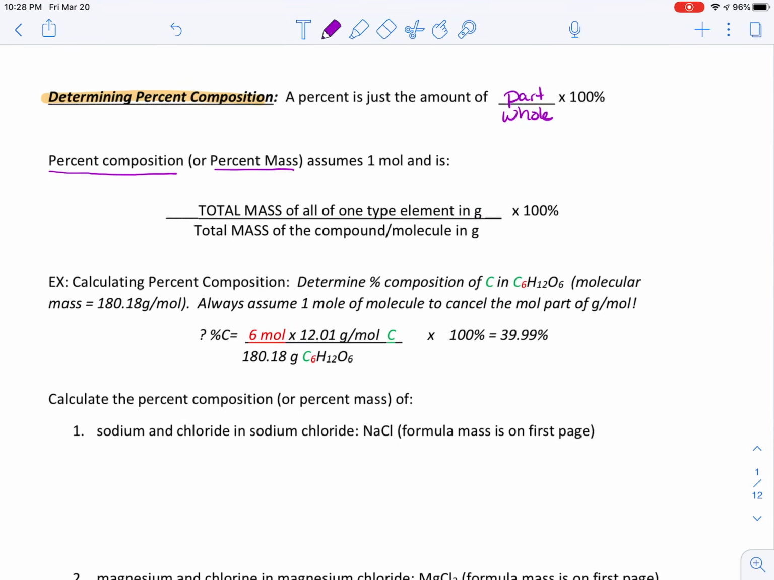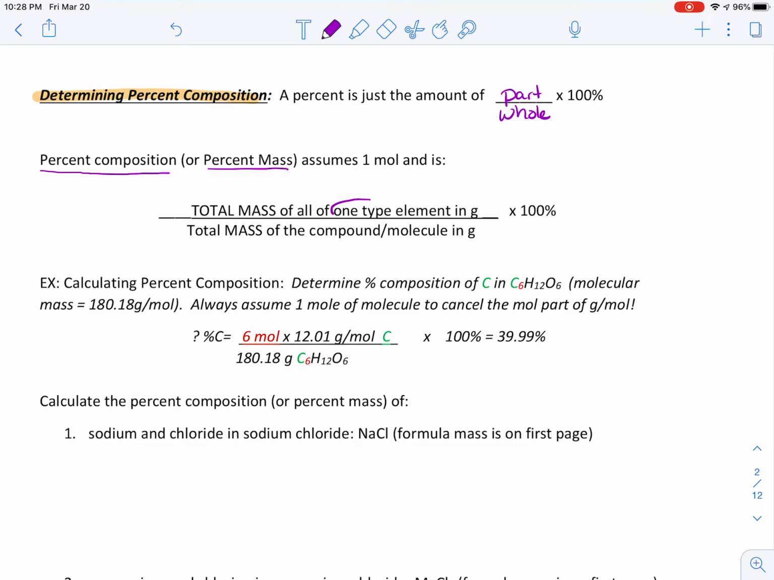All right, so percent composition, this is like any other percent. Remember, part over a whole. So this is just one type of element over the whole thing. Notice this is in grams and grams. Don't forget your times 100%. Don't forget to do that. So what is this saying? What does this mean? How on earth are you going to use it? It seems like kind of a weird formula. Okay, so it's actually really easy. So check out this problem and this will kind of explain it.